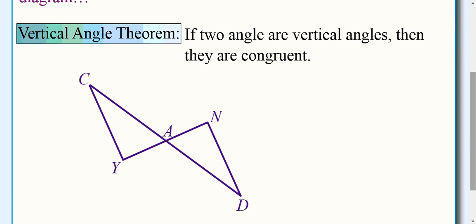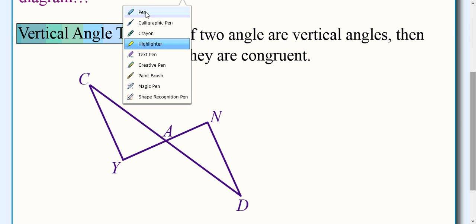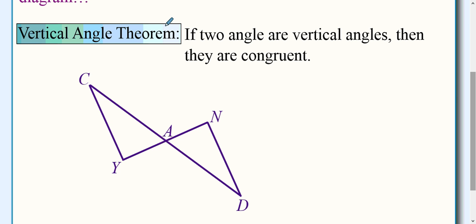So remember, vertical angles are when two lines intersect. The angles that are across from each other in that X, so here's our X, the angles that are across from each other are vertical angles. And vertical angles are always congruent. So that will help to be the angle maybe between the two sides for side angle side.